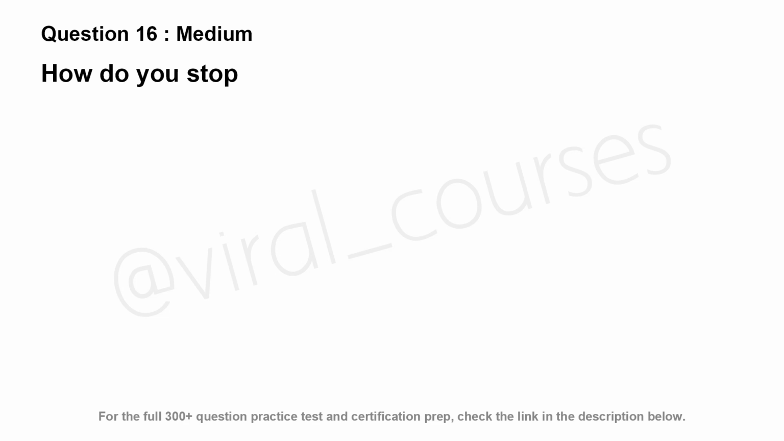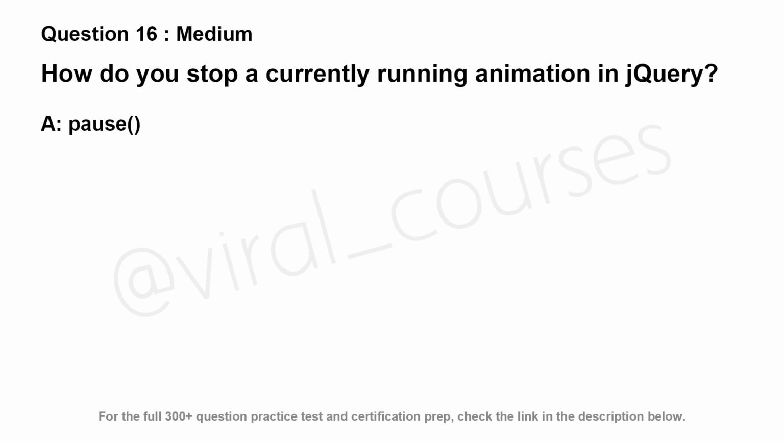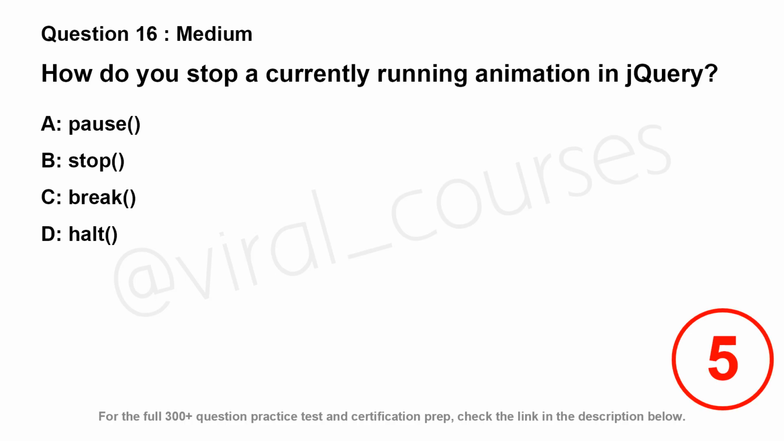How do you stop a currently running animation in jQuery? Option A, pause. Option B, stop. Option C, break. Option D, halt.